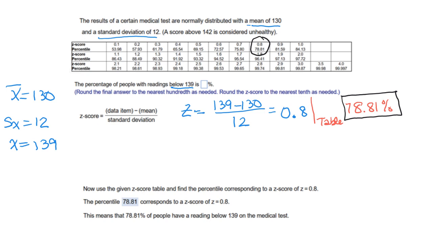So once again, we need to first read carefully, fill out the formula for the z-score. Once we locate the z-score, we will go to the table so we can identify the percentage. And then from there, the percentage is automatically calculating for us the area to the left or the percentage below the data value. Now, below there gives you a little more explanation about the same steps that I just went over. And it says on here, this final result means that there are 78.81% of the people have a reading below 139 on the medical test.